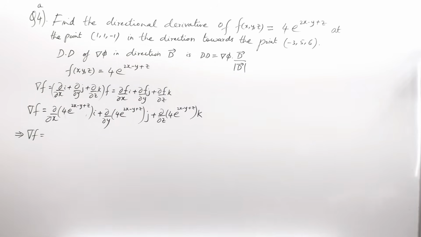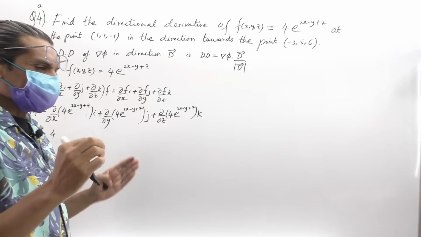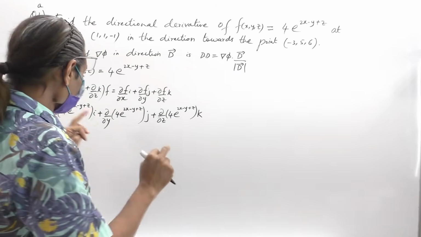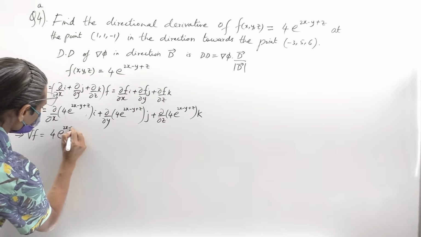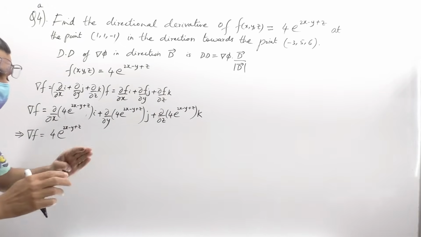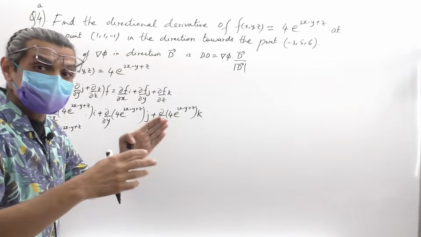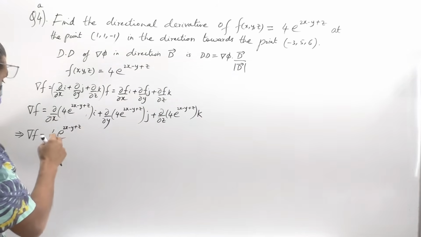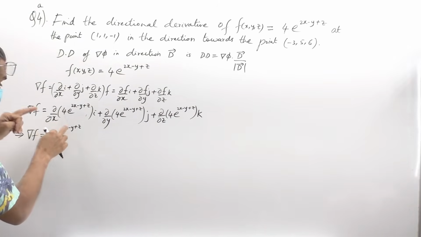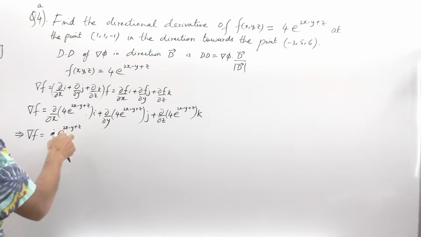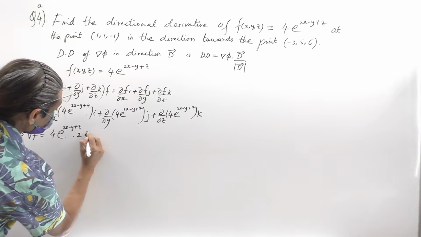See, dou by dou x means we are partially differentiating with respect to x, 4 as it is. Now differentiation of e raised to x is e raised to x only, but here it is e raised to 2x minus y plus z, so it will be e raised to 2x minus y plus z as it is, but again it becomes a chain rule. Since we are partially differentiating only with respect to x, differentiation of 2x minus y plus z with respect to x is 2, since y and z terms give 0, into i plus.